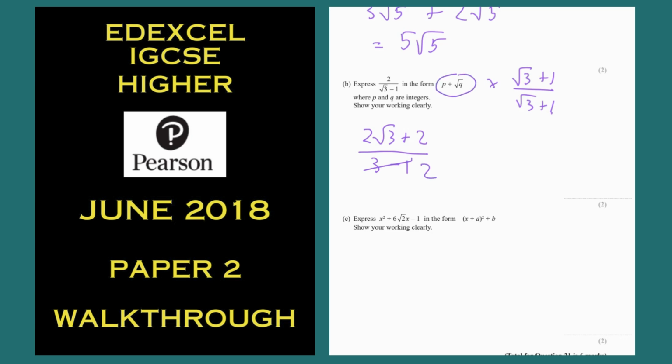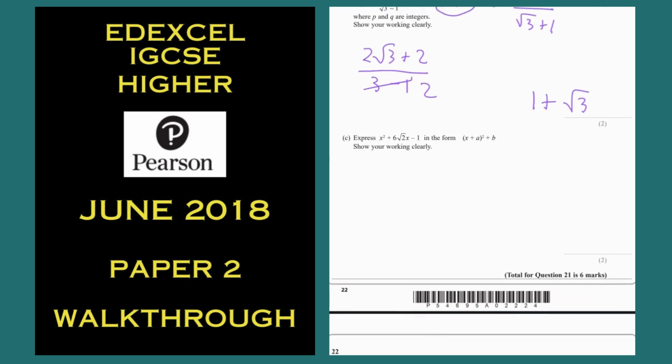Make a check of the question because that's the form it wants it. Well, it's turned out nice, hasn't it? Because everything's even on the top and we've got a 2 for our denominator. We can halve everything. Root 3. I'll put the 1 first like I've been told to.